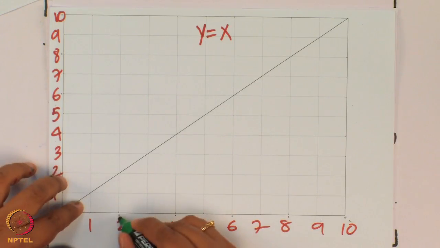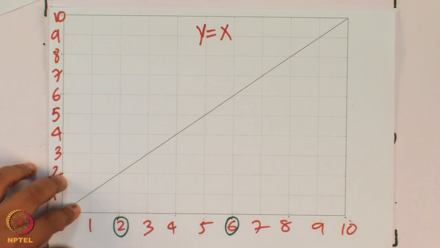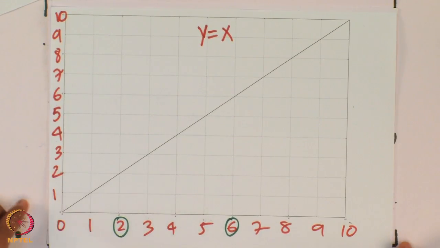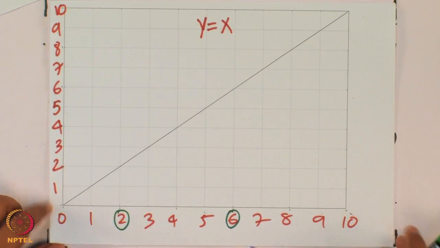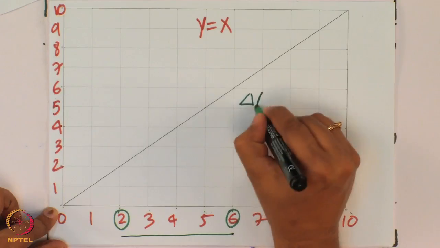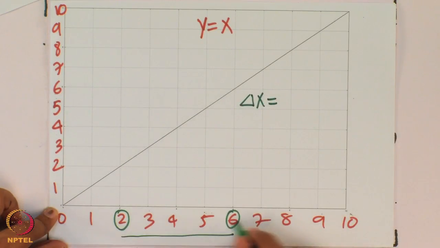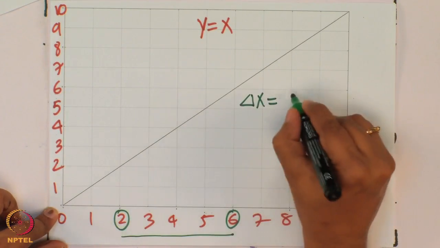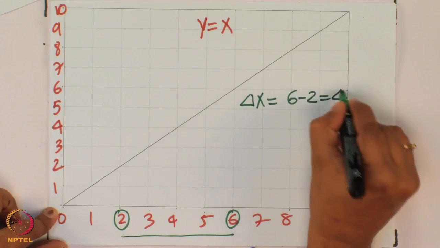Let us say I want to take 2 and 6. So I took two x values, any two x values you want, you take. The difference between these, that is the delta x, the difference between these two x values, which is 6 minus 2, which is 4.